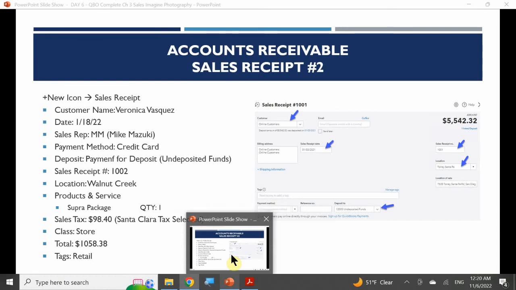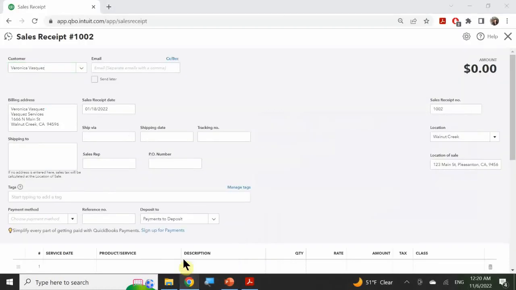Mike Mizuki's going to be her sales representative. We're going to put that she paid via credit card. Okay, and again, payment to deposit. So it's important that we do that. And it's going to be sales receipt number 1002 for the Walnut Creek location. And here's the products and services we're going to sell to her: the Supra camera package. Okay, so let's go ahead and fill that information in.